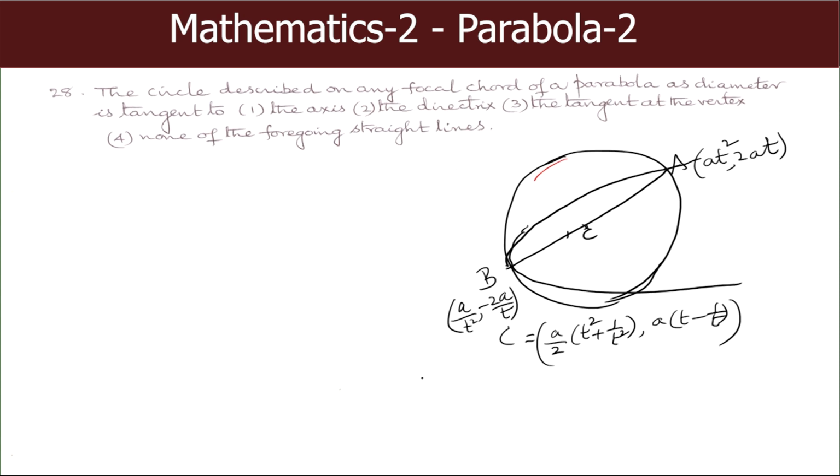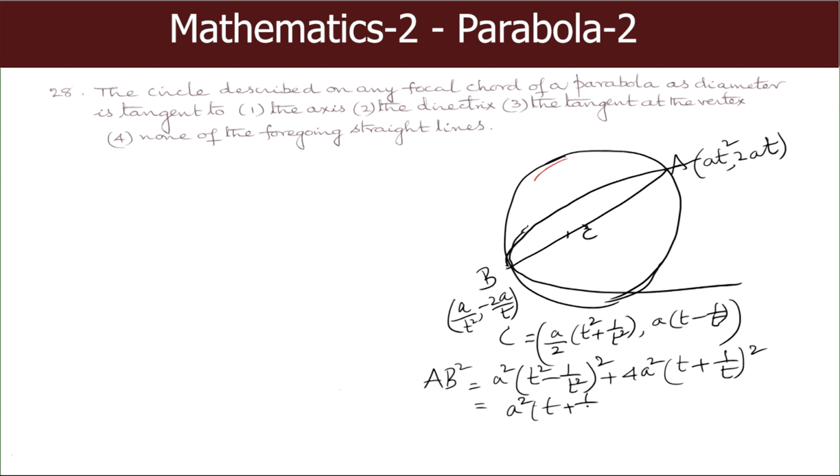Radius: AB is the square root of a²(t² - 1/t²)² plus 4a²(t + 1/t)², by the distance formula. If you take out a² and (t + 1/t)² as common, this is (t - 1/t)² plus 4, that is (t + 1/t)². Therefore, AB is a(t + 1/t)².